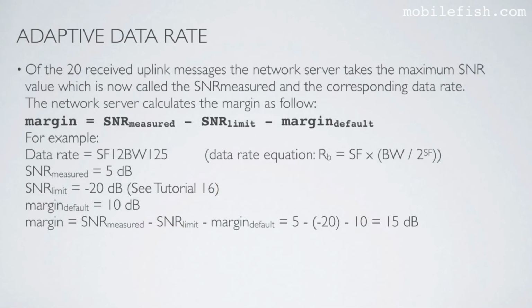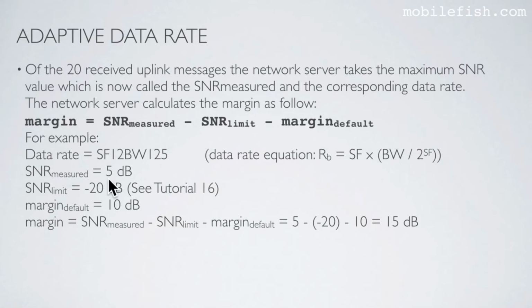Of the 20 received uplink messages, the network server takes the maximum signal-to-noise ratio value, which is now called the signal-to-noise ratio measured, and the corresponding data rate. The network server calculates the margin using this equation. For example, the data rate is based on spreading factor 12 and bandwidth 125 kHz. Please note the data rate can be calculated using this equation. As you can see, the data rate only depends on the spreading factor and the bandwidth.